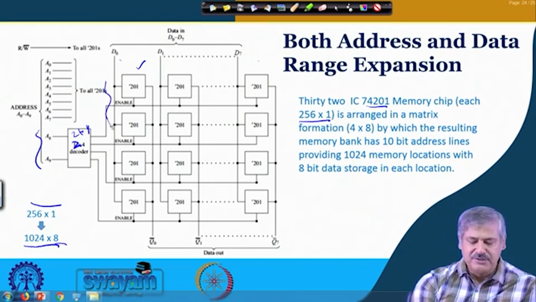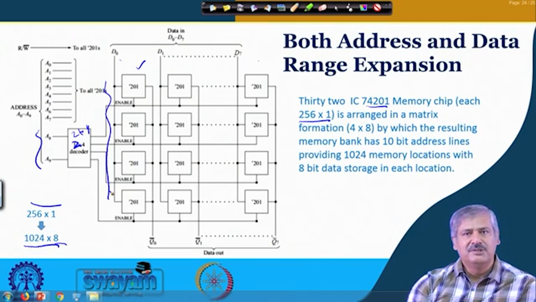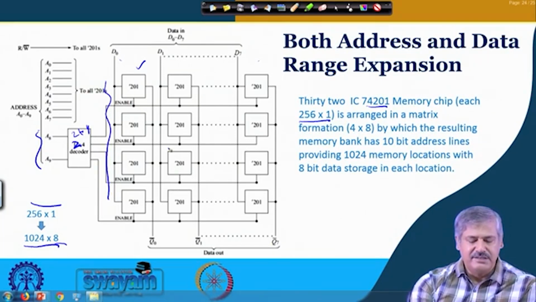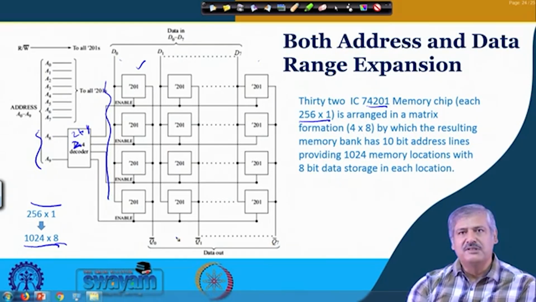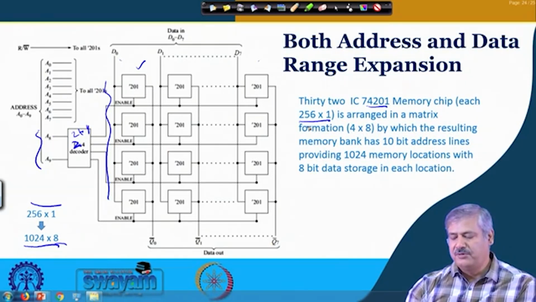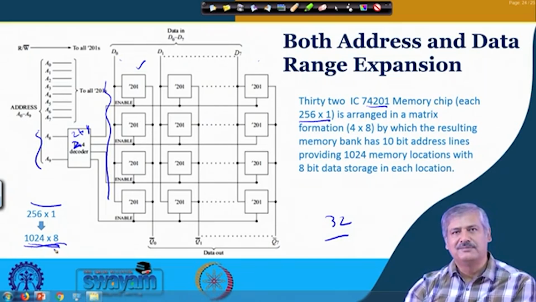So, 4 such rows which is expanding the address range the way we have configured it, and 8 such columns increasing the data range. So, 4 into 8, 32 such memory blocks of IC 74201 will be required to get this one. Is it fine? And this memory block could be any of SRAM, DRAM type, depending on whatever you are using.